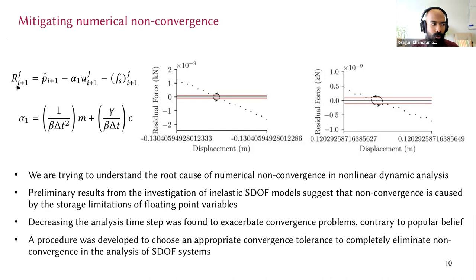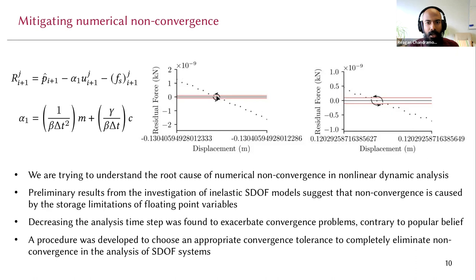Again, because we're dealing with computers, it can never converge to exactly zero. But as long as the residual force comes down to a really, really small number, you can say, all right, my analysis converged, you can move on. Sometimes what happens is, if you look at this figure in the middle, on the x-axis we have displacements and on the y-axis you have the residual force. Ideally, you want to find the point where that imaginary line passing through those dots intersects with the x-axis.